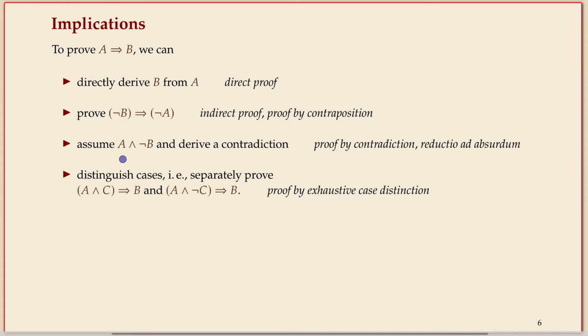It's often, well, maybe this is something about human nature, it's often easier to find contradictions than direct proofs. So, proving by contradiction: an implication is true unless you have a true statement implying a false statement. A implies B is true unless A is true and B is false.